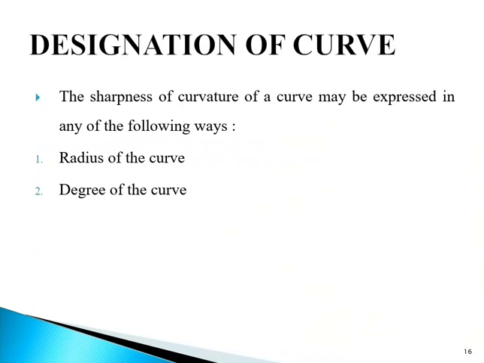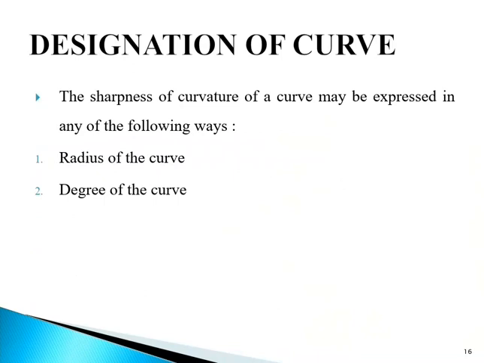The next topic is designation of curve. The sharpness of curvature of a curve may be expressed in either of the following ways. The first is radius of the curve, and the second is degree of the curve. If we talk about radius of the curve, the curvature is defined by stating the length of the radius, say a 300 meter curve. This method is often employed in subdivision surveys and sometimes in highway work.